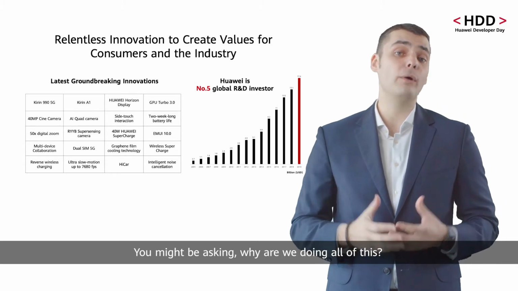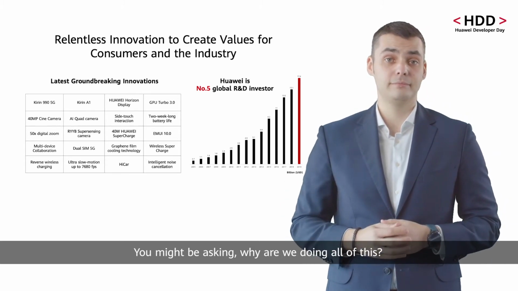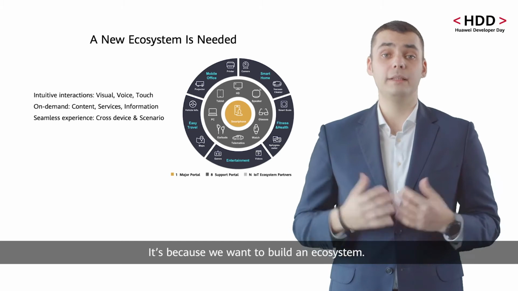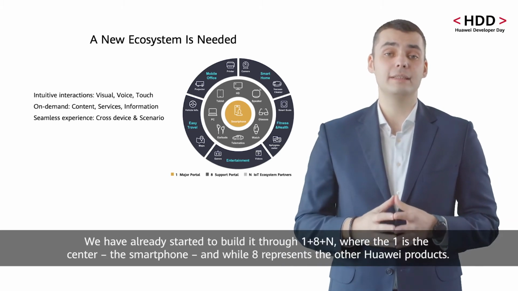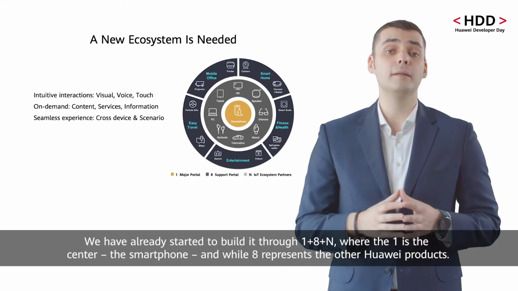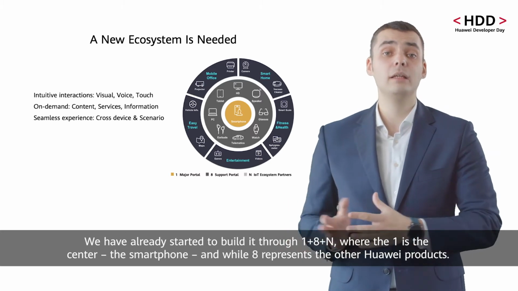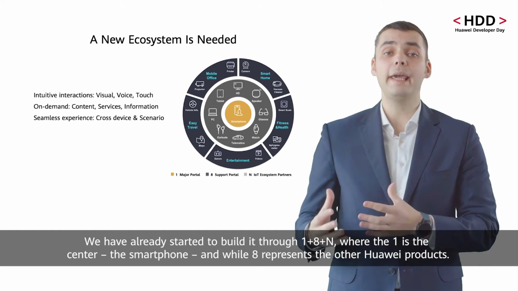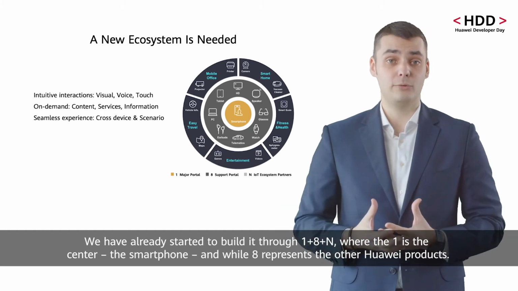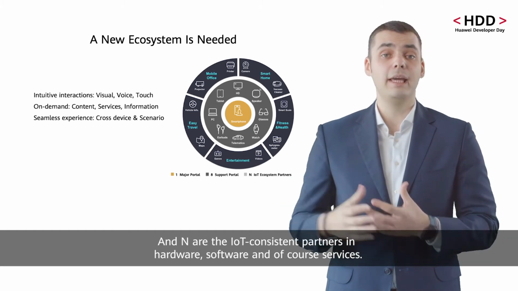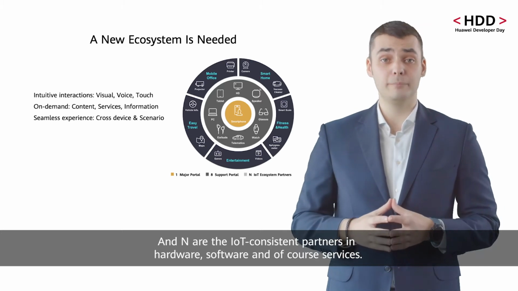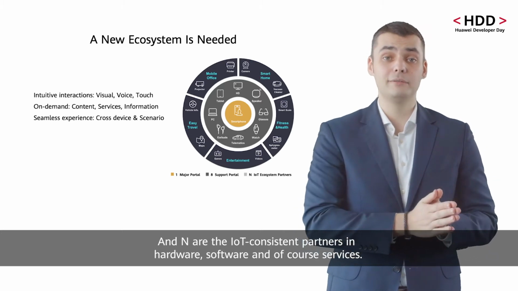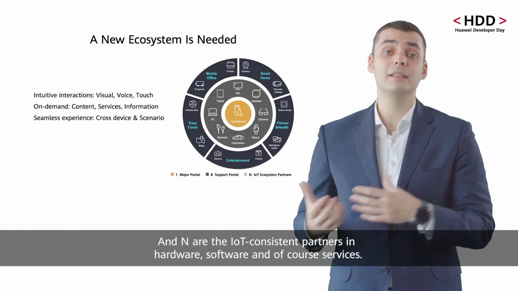You might be asking why we're doing all of this. It's because we want to build an ecosystem. We have already started to build it through 1 + 8 + N, where 1, the center, smartphone, 8 being all of the other Huawei products, and N are the IoT ecosystem partners in hardware, software, and of course, services.